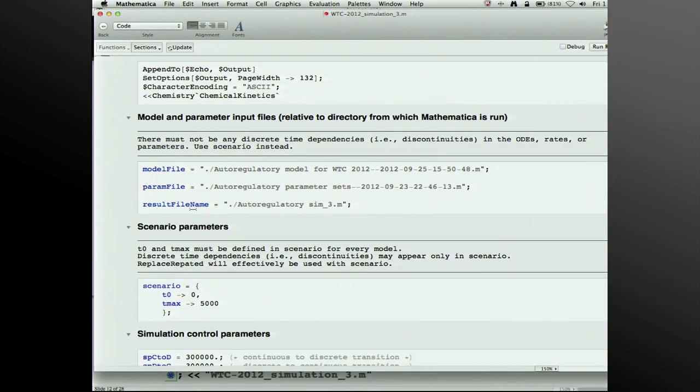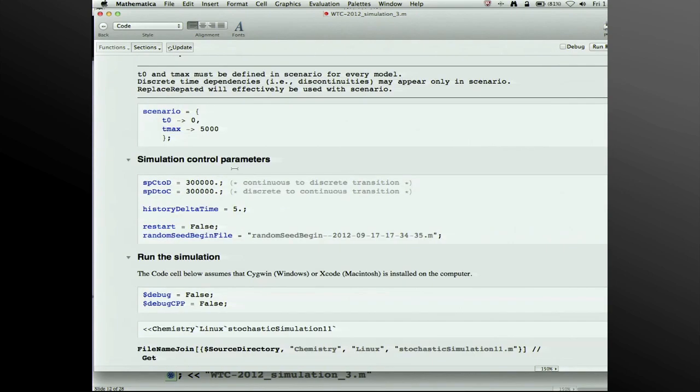These steps here load those files I just wrote, so they define the model and the parameters, and I specify the name for the results. I give some information here, as the user would, about the particular scenario. We're going to start at t equals 0. We're going to go 5,000 seconds. These two parameters determine when I switch between deterministic and stochastic. I'm going to summarize my state every 5 seconds and write it to the output file. And I'm not going to restart the simulation.